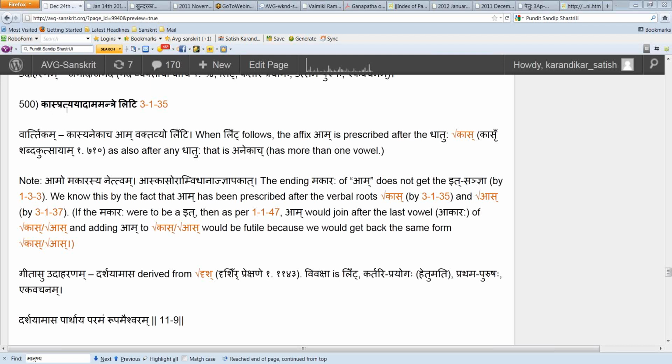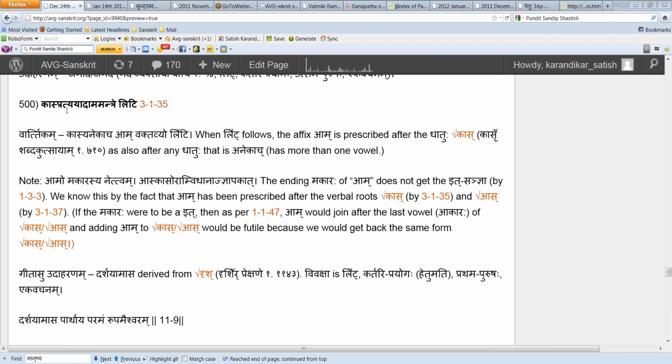So basically, one more time, if we take the makara as an it in am by halantyam, that will trigger 1147 vidachu antyat paraha, which will mean that rather than putting am after the dhatu by pratyayah parascha, you have to put it after the last vowel in the dhatu.